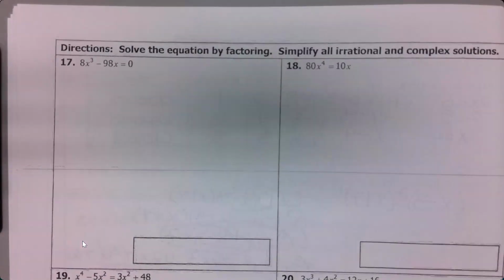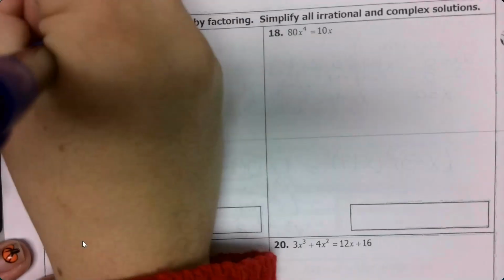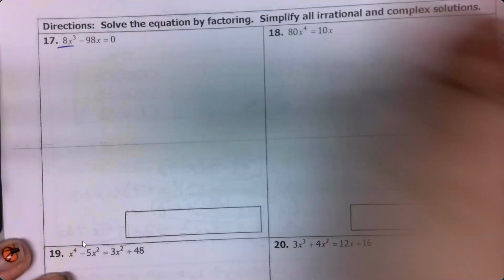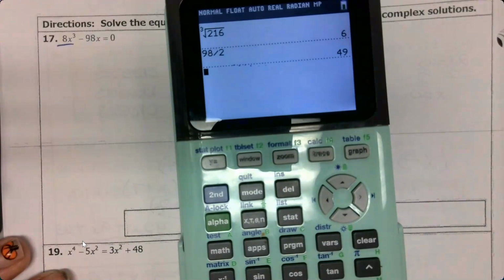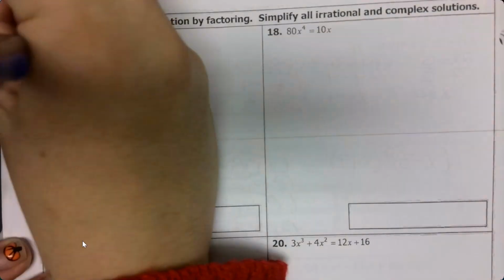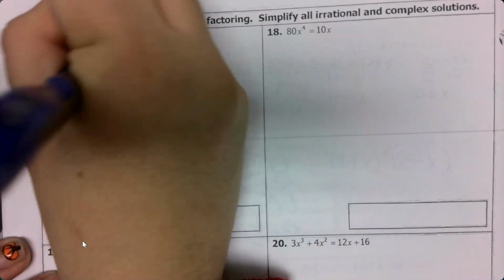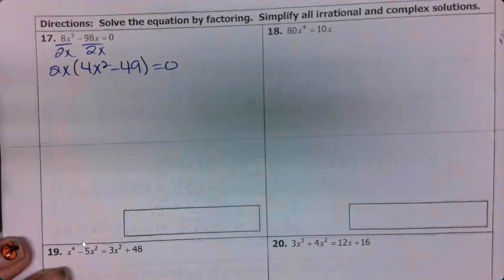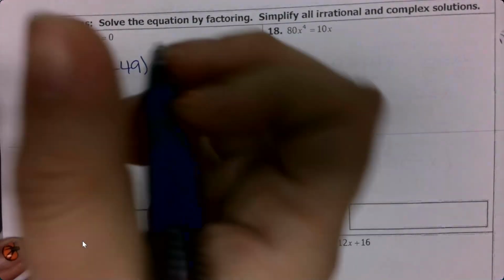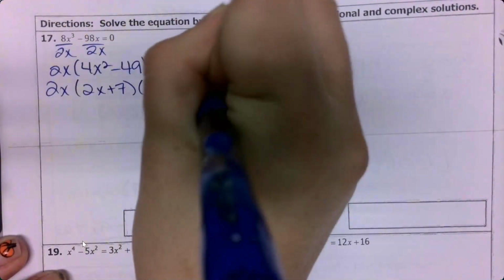Okay. These ones want me to solve by factoring. On the first one, they're both even, so I'm going to divide them both by 2x. Then I have 4x squared minus 49. It's a difference of squares, so I can split it up. I'm going to have 2x plus 7 times 2x minus 7 equals 0.